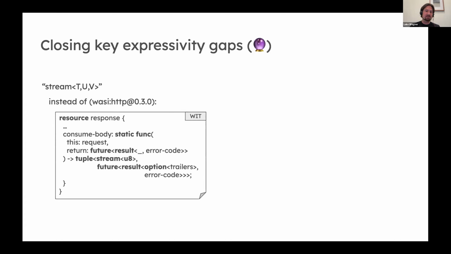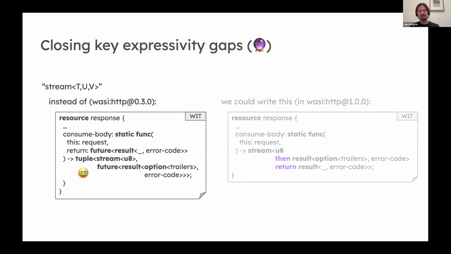So here we're returning a stream of bytes along with a future that resolves after the stream is done with either the optional trailers or an HTTP error. But we also want the consumer to be able to pass an error back to the producer. And so we have this extra return future as a parameter to the function. But the net result is that it's sort of hard to make sense of this function when you just look at the WIT.